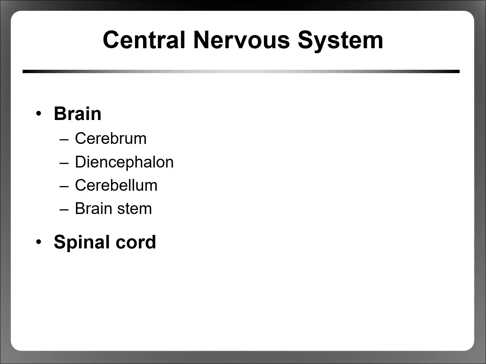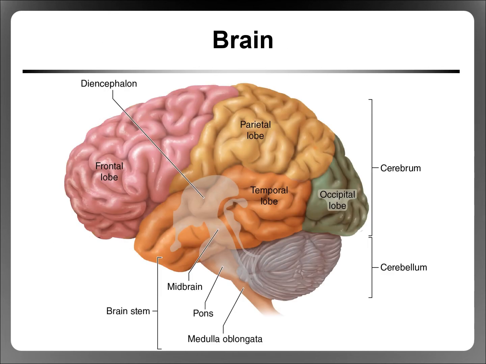Looking more into the general makeup and anatomy of the nervous system. Our central nervous system consists, as we've stated before, of the brain and the spinal cord. The brain itself is broken into four major areas: the cerebrum, the diencephalon, the cerebellum, and the brainstem. Looking at the brain, we can split the brain into two distinct hemispheres, the left and the right hemisphere. These two hemispheres are connected by the corpus callosum, which allows inter-hemisphere communication.